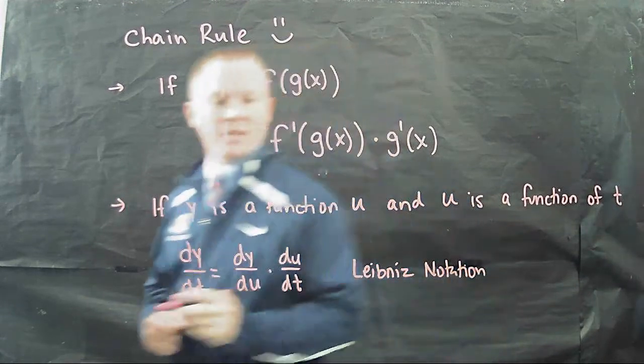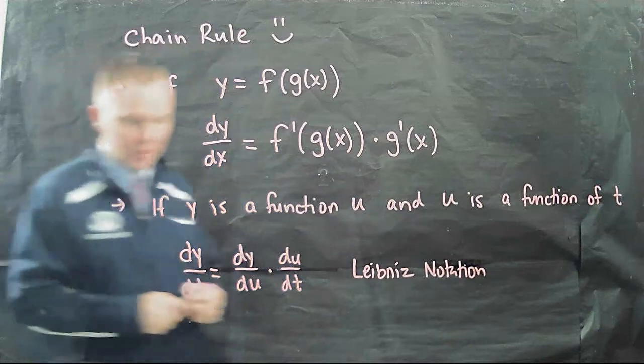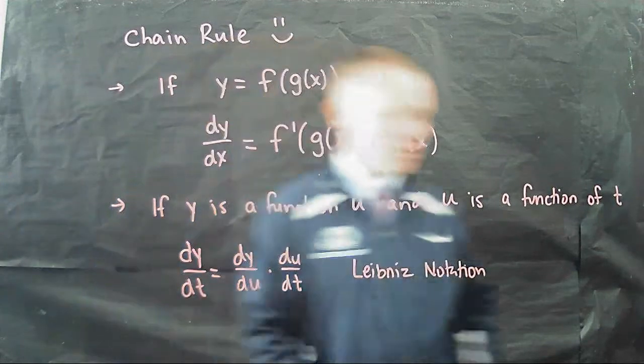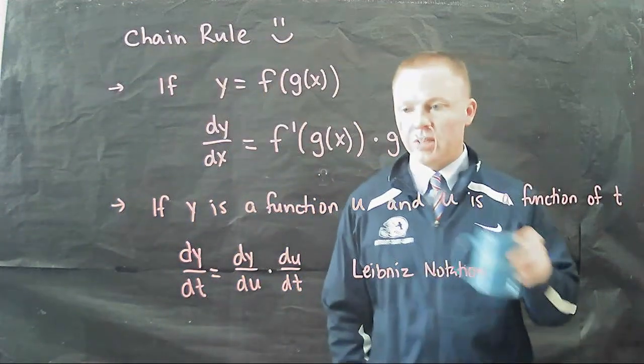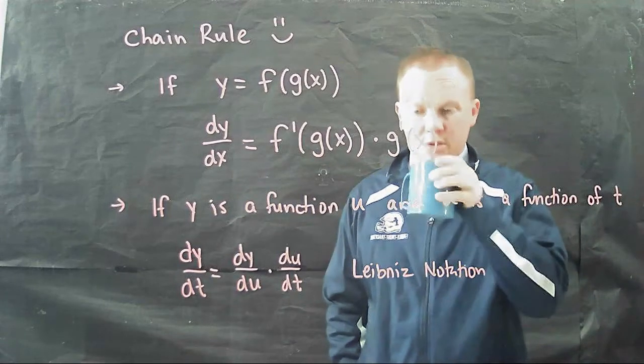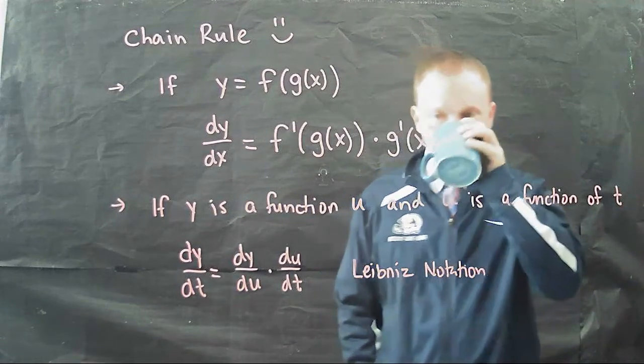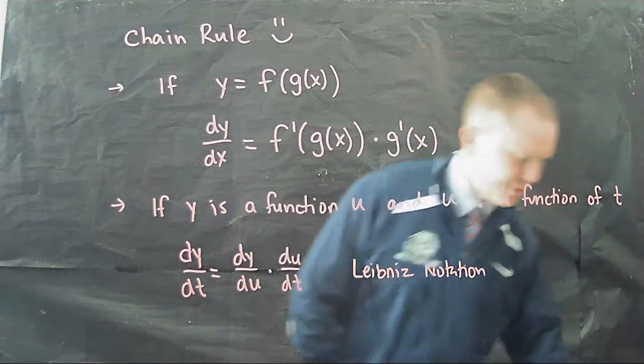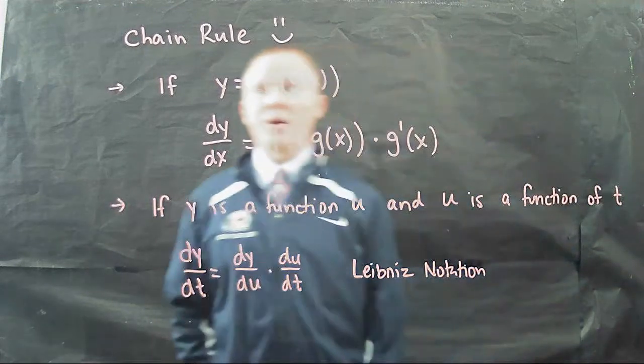This is the Leibniz notation, named after Wilhelm Gottfried Leibniz, German mathematician, one of the co-founders, co-discoverers of calculus. But Newton gets more love, apparently.